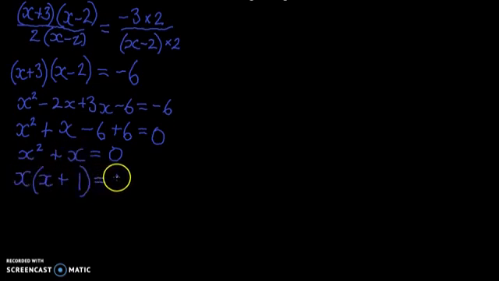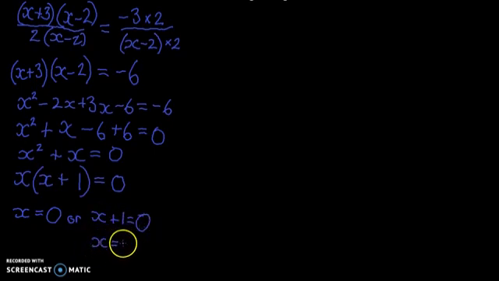Now, as we said before, anything multiplied by 0 has a value of 0, and that's why we divide the two factors, in other words, the x and the x plus 1, into two different equations. So x plus 1 is equal to 0. That means x is going to be equal to negative 1. Our two answers then are x is equal to 0 and x is equal to negative 1.